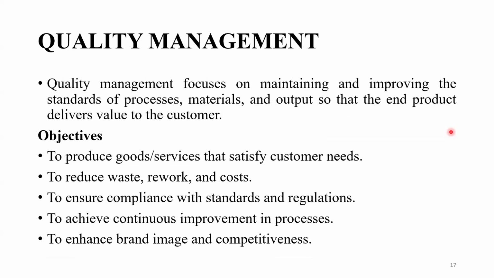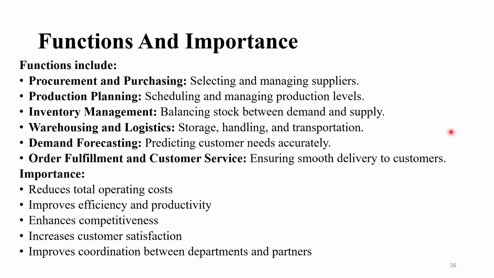So in operations management, quality management focuses on maintaining and improving the standards of process, materials, and output, so that the end product delivers value to the customers. Earlier I said that once the product is sold, inventory management, warehousing and logistics, demand forecast, order fulfillment, and customer service are not in your hands. It's about the delivery partners. So quality management should be there in your first three sectors: procurement and purchasing, production planning, and inventory management. All these things should be there.